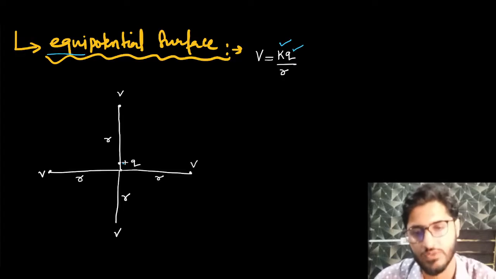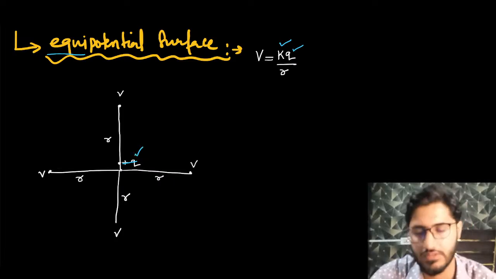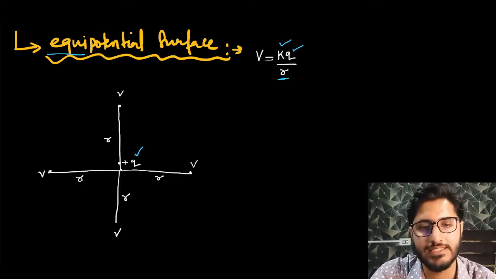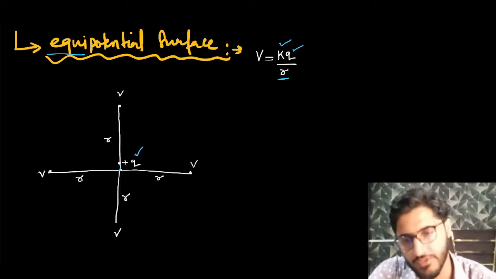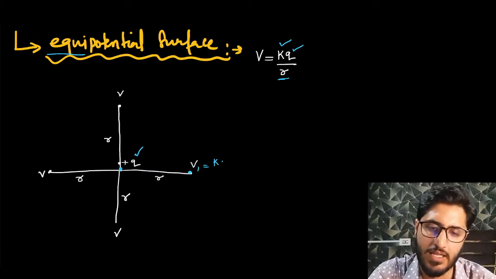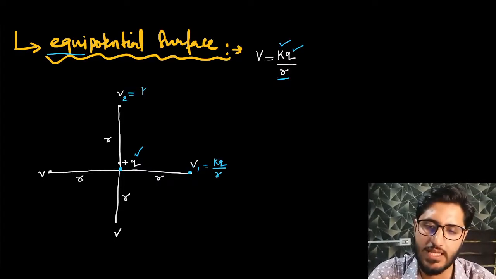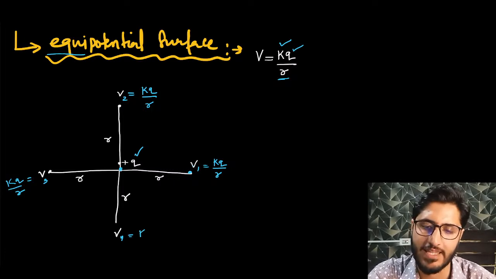This Q is constant, no? And look now, it depends on the radius or the distance between the point and the charged particle. From this particular point, let's call it V1, I can write kQ by r. This one I can write as V2, it is kQ by r. It is V3, it would be kQ by r. Same, it is V4, I can write it as kQ by r.